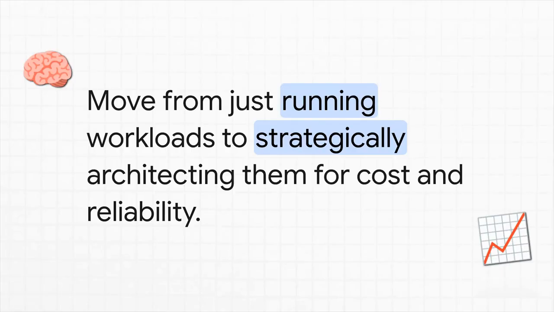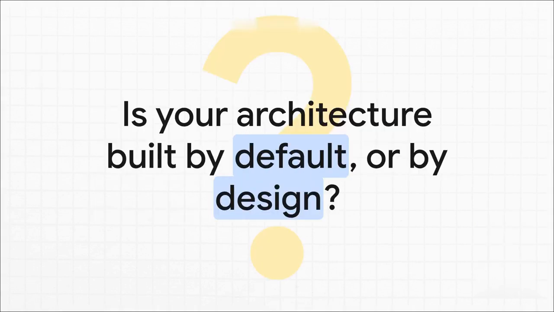You know, when you boil it all down, what we've talked about today is really a shift in thinking. It's about moving away from just trying to get your containers to run and moving toward intentionally architecting a system that's efficient, resilient, and cost-effective from its very DNA. And that leaves us with one last question for you to think about when you look at your own environments. Is your GKE architecture something that just happened by default? Or is it something you've truly built by design?